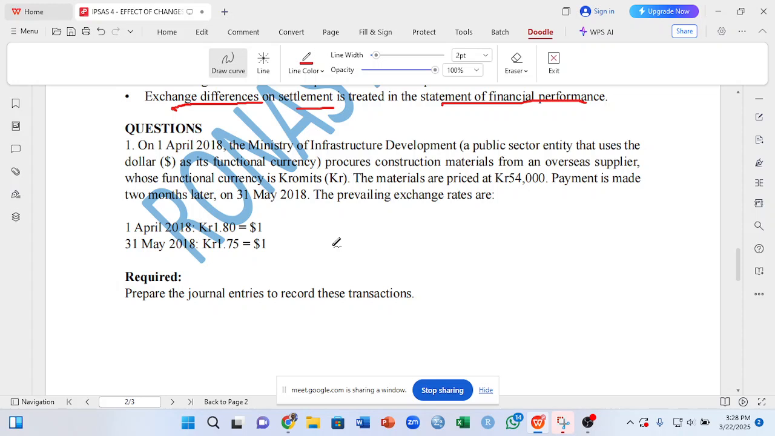Okay, thank you very much. You're welcome. So when you get a question on IPSAS foreign exchange, what do you do? First things first, you need to identify the functional currency and then the foreign currency. So in our question, what's the functional currency? You can see two currencies, dollar and chromate. Which one is the functional currency? Which one is the foreign currency?